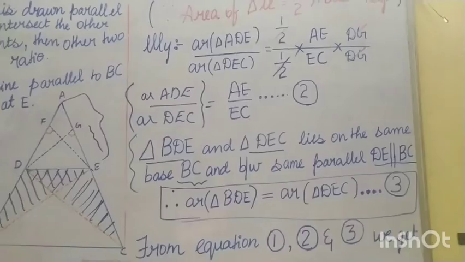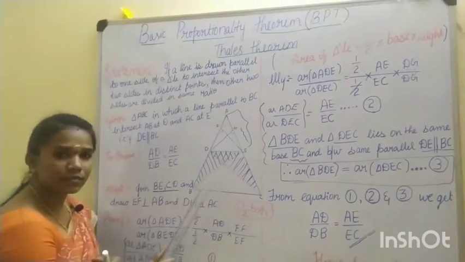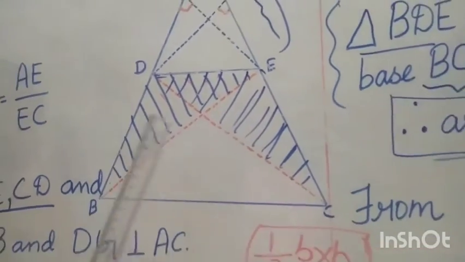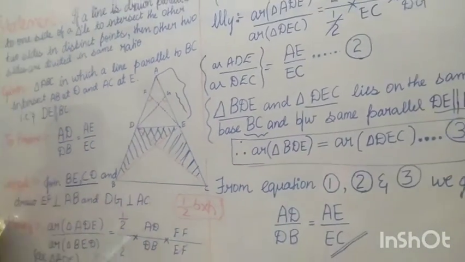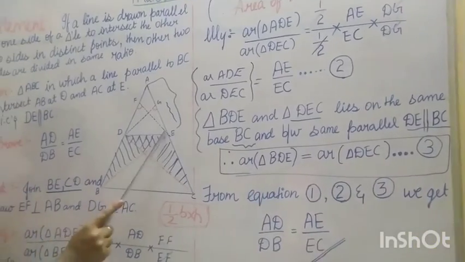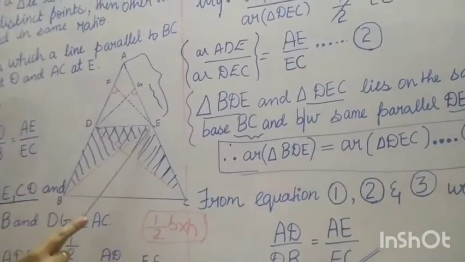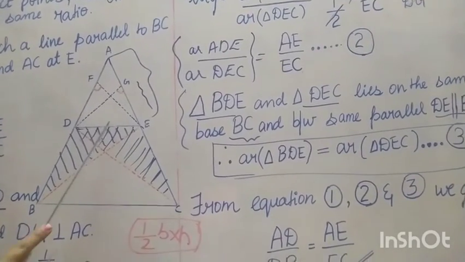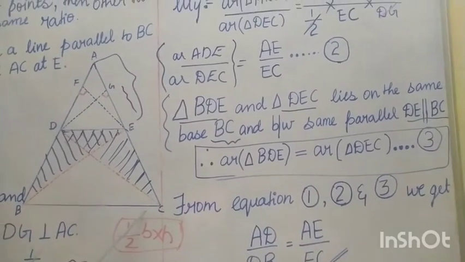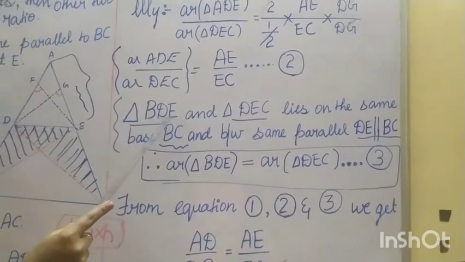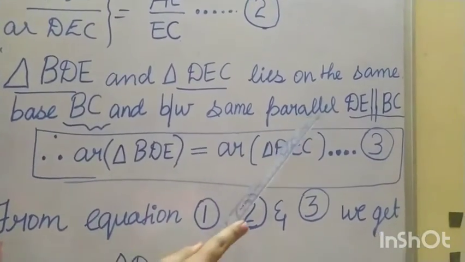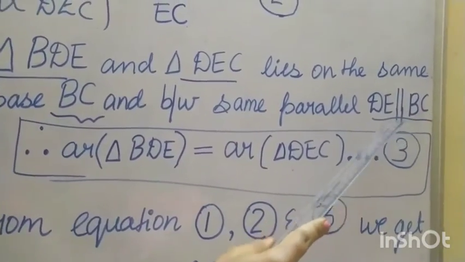Now in your 9th standard you would have learned that triangles which are standing on the same base and between the same parallels will have the same area. So this is a 9th standard concept. According to this, triangle BDE and triangle DEC will have the same area because they are standing on the same base BC and between the same parallels DE and BC, that is DE parallel to BC.